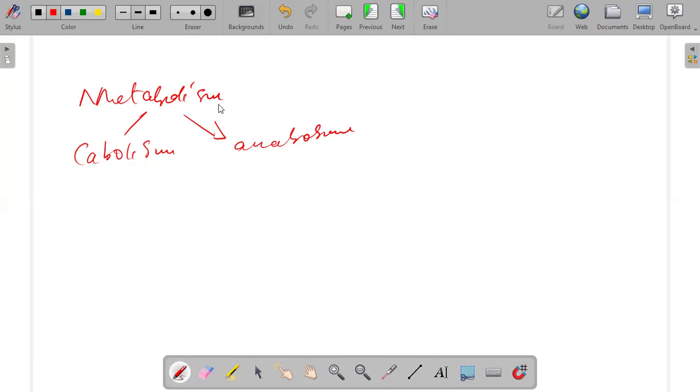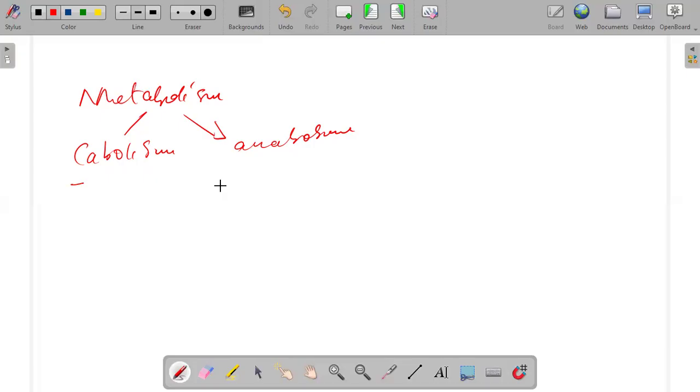So now we are saying metabolism. Let's understand what metabolism is all about. Metabolism is in two parts: catabolism and anabolism. What is catabolism? What do we expect to see under catabolism? And let's give an example. And what is anabolism? Okay, let's start with anabolism.